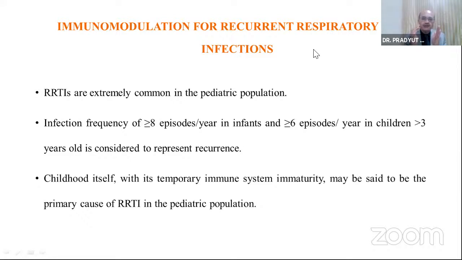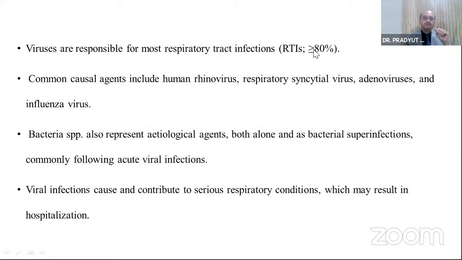It is called recurrent respiratory infection when there are 8 or more episodes in a year in infants, or 6 or more episodes in children who are more than 3 years old. Technically we call it recurrent, but this is only in numbers. Basically it depends on how many infections the child has. We have seen that childhood itself, with its temporary immature immune system, may be the primary cause of the occurrence of recurrent respiratory tract infections in this pediatric population.